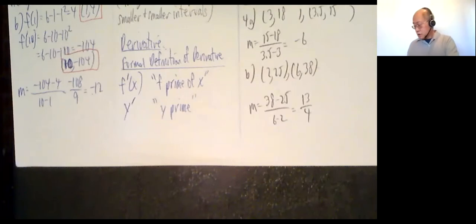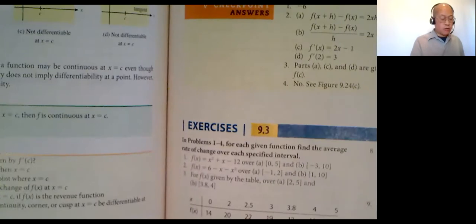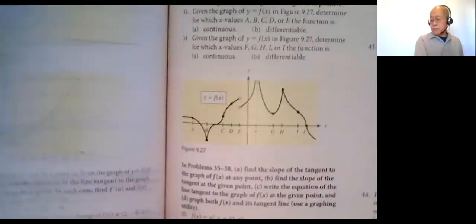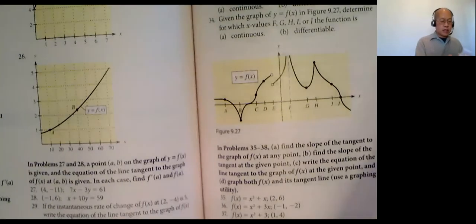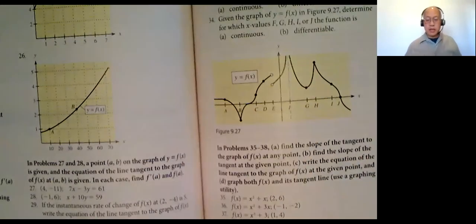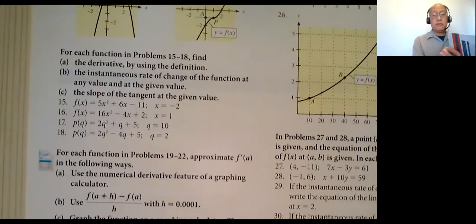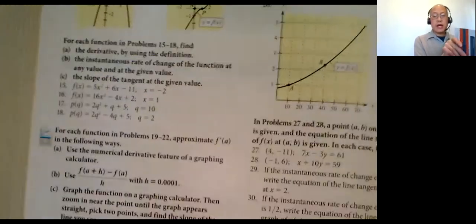All right. Okay, now for the much harder problems, actually finding derivatives. So I'll try to show you at least one of each type. All right, so let's see. I was going to show you 16 because you had 15 through 18, right? So I'll show you 16. 16, f of x equals 16x squared minus 4x plus 2 at x equals 1.